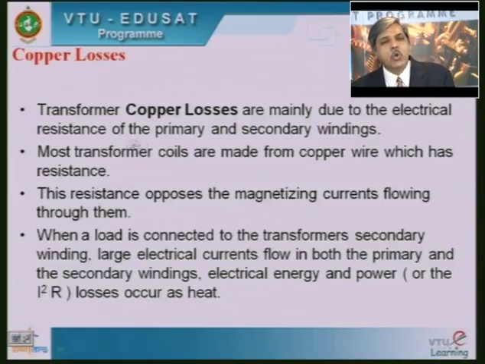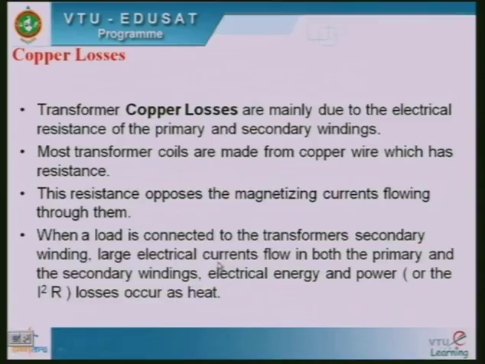And this is due to the electrical resistance offered by the primary and secondary windings to the flow of current. Now this resistance opposes the currents flowing through them. Of course, this is basically the series resistance of the coil in the transformer winding. So when a load is connected to the transformer secondary winding, large electrical currents flow in both primary and secondary windings.